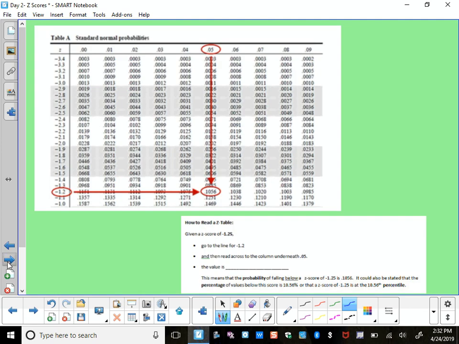All right, so it says given a z-score of negative 1.25. Okay, this is our z-score. Everyone look at your table. Turn to where you see the negative numbers on the left side. So I'm focused on this side. Wherever you see the negative numbers, that's what we want.